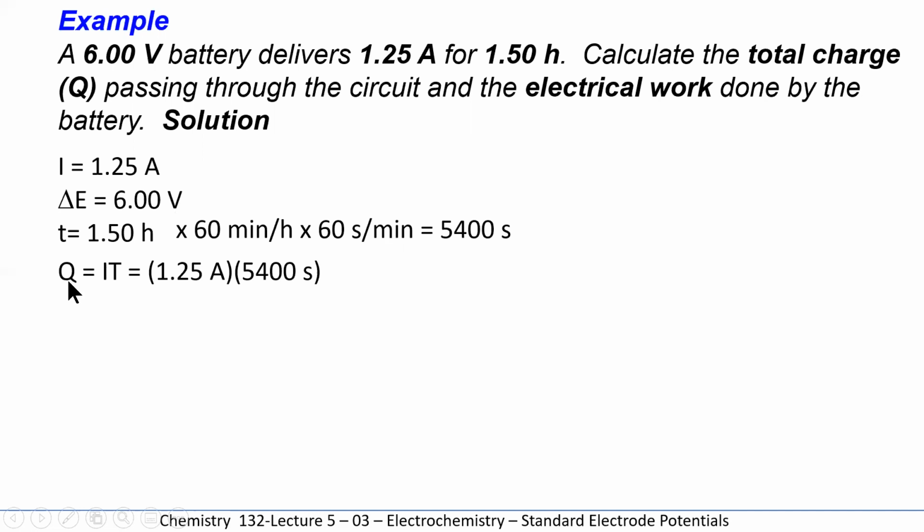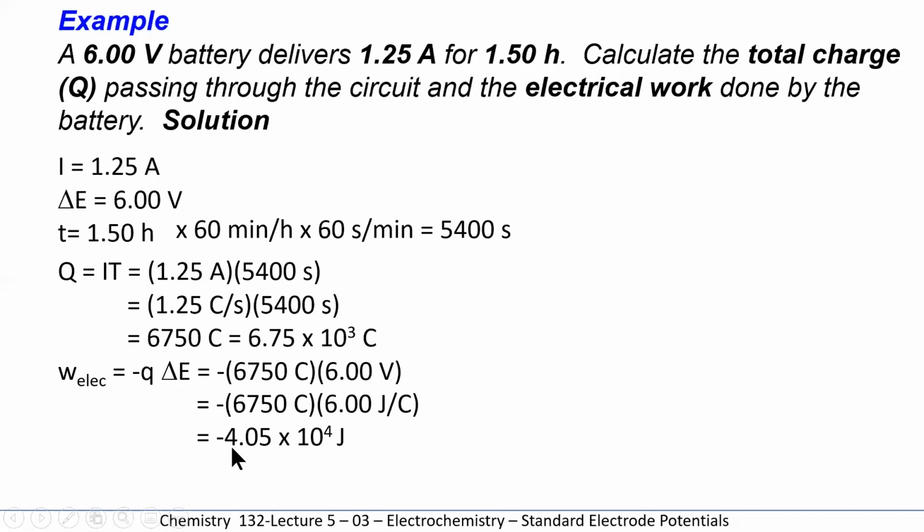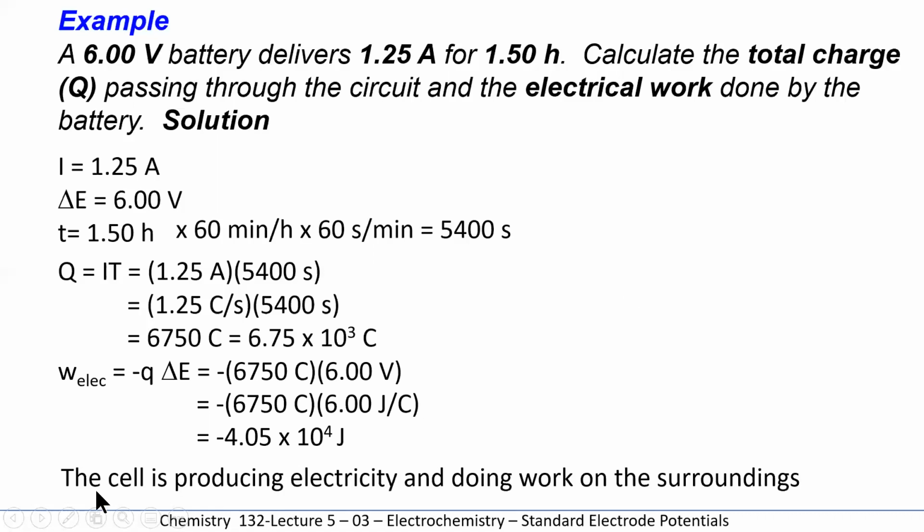So the charge is the current multiplied by the time, 1.25 amps multiplied by 5,400 seconds, which gives us 6,750 coulombs, which we can express to 3 significant digits as 6.75 times 10 to the 3 coulombs. Now the amount of work that's done is to take the coulombs and multiply it by the voltage, and it's a minus, because it's work being done. So it's 6,750 coulombs multiplied by 6 volts, which was given in the question, and we end up with minus 4.05 times 10 to the 4 joules of work done. The cell is producing electricity and is doing work on the surroundings.